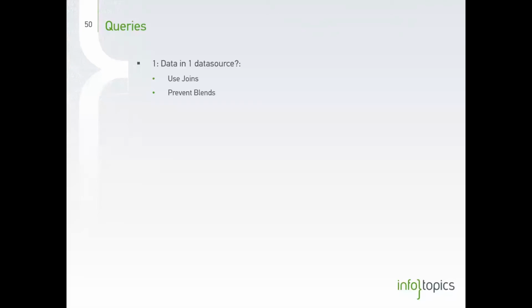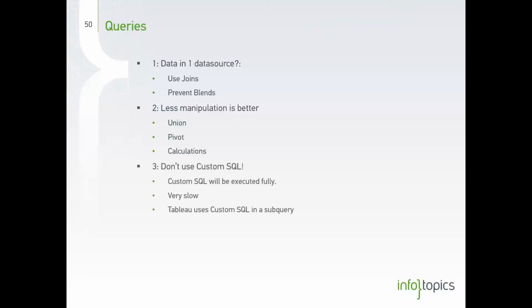Less manipulation is better. Union, pivots, and calculations in your join, for example, it's all great, but if you can do it somewhere in your database and not in Tableau, it can give you some performance boost. And always try to get rid of custom SQL, because it's terrible. And it makes sense how it's working, but if you create a custom SQL, Tableau will always execute the full custom SQL.